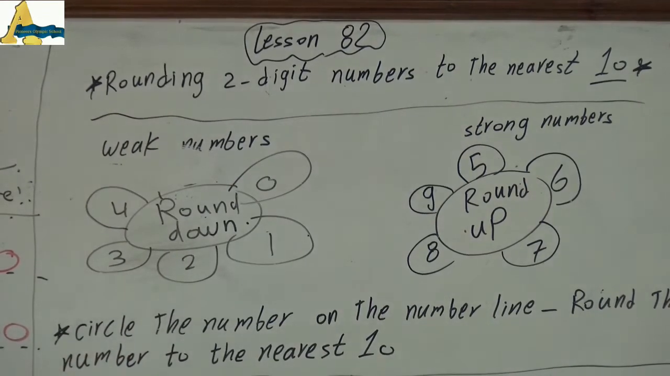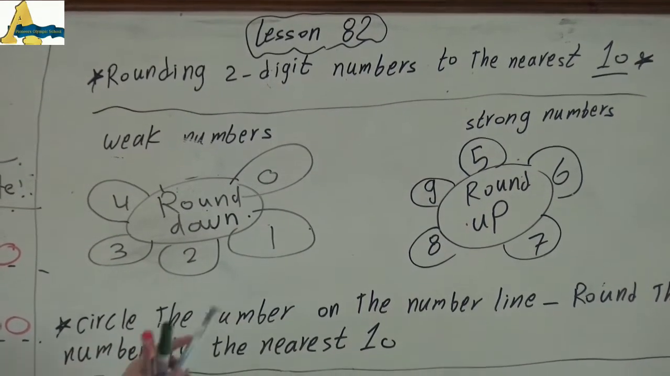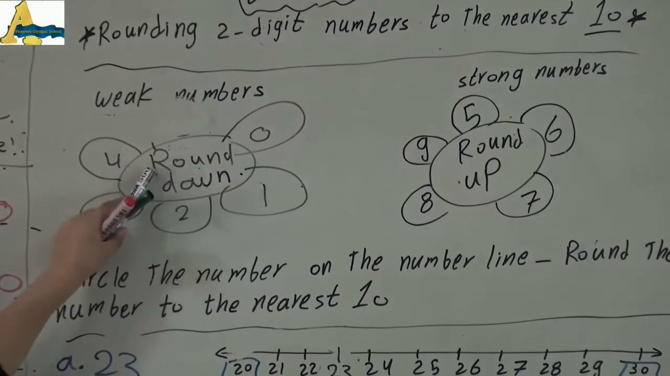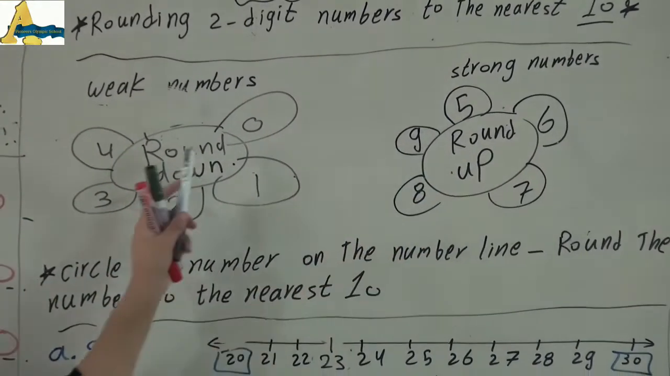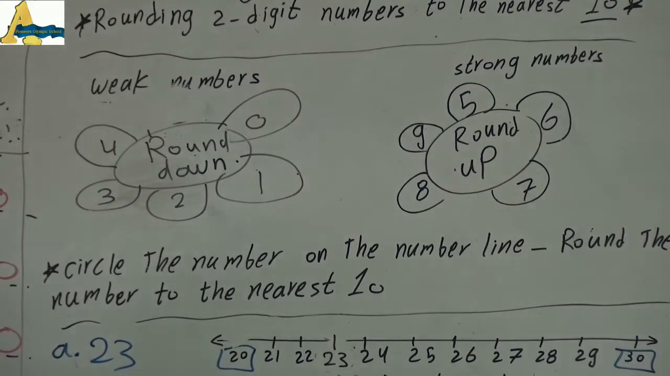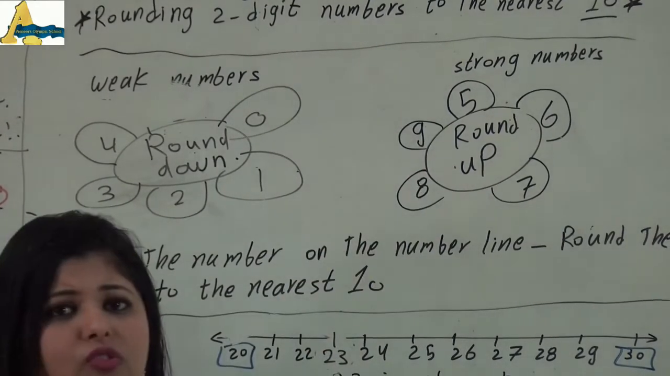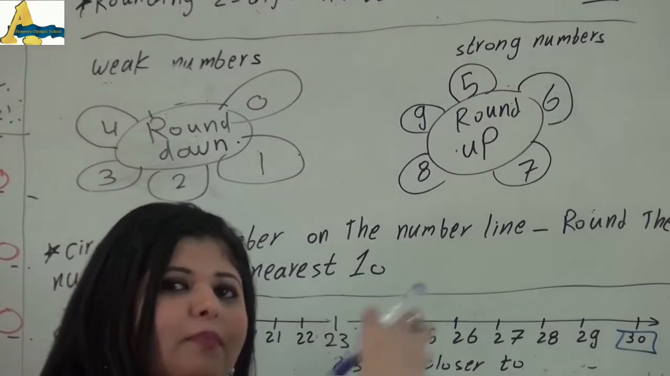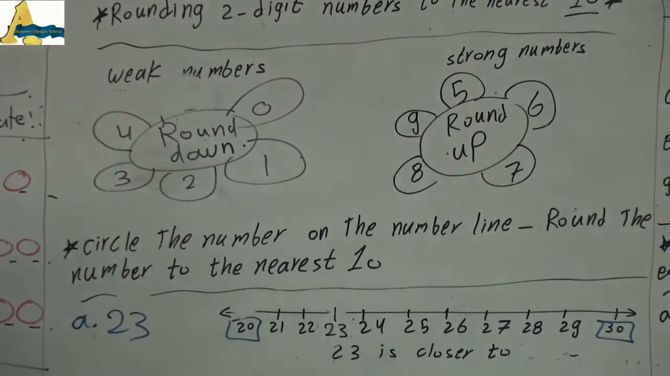Okay? So, I have something called round down and round up. What do I mean by round down? Round down means I'm going to make the number smaller, not bigger. But round up means I'm going to make the number bigger than the number I have.